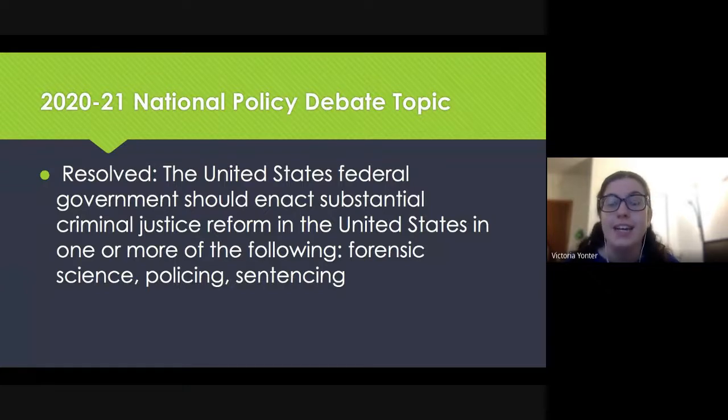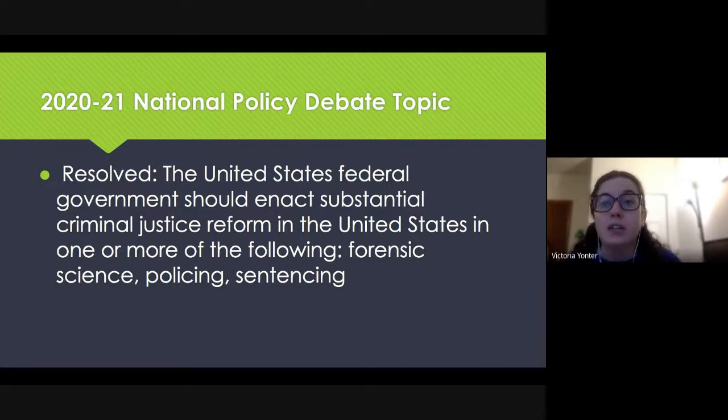Then comes the big topic, which is criminal justice reform. You see within this, there are three different areas. We're not just debating policing all year. We're not just debating forensic science or sentencing. We're debating all of these. This topic encompasses a lot of different areas.